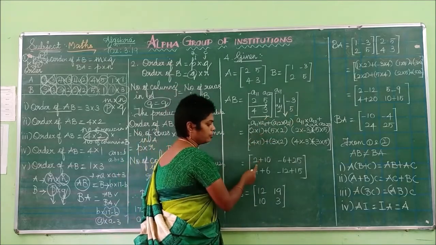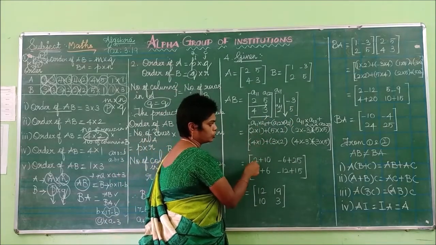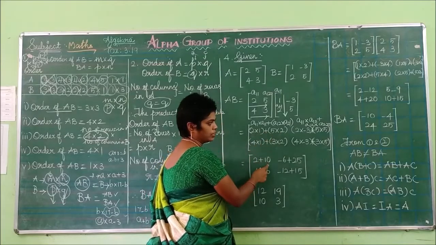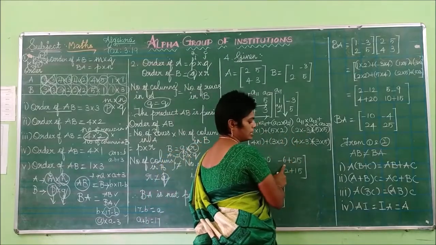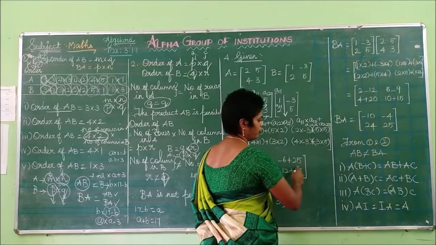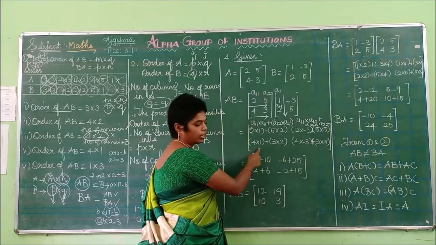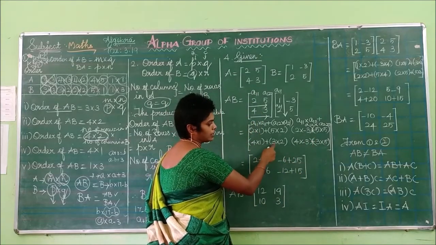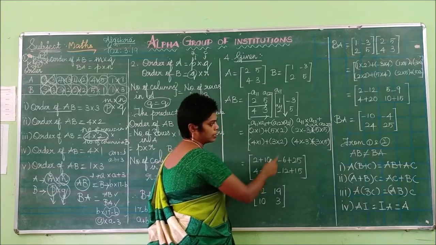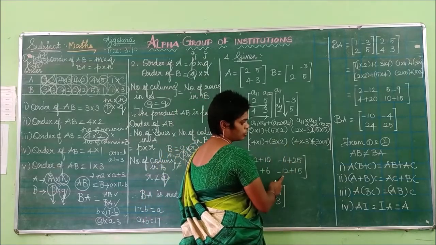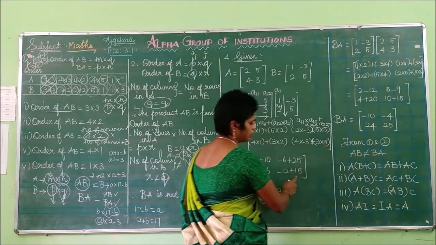You can multiply and write: 2 into 1 is 2 plus 5 into 2 is 10. 2 into minus 3 is minus 6. 5 into 5 is 25. Then 4 into 1 is 4 plus 3 into 2 is 6. 4 into minus 3 is minus 12 plus 3 into 5 is 15.